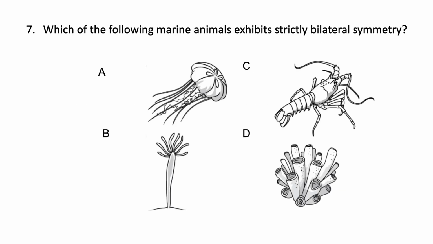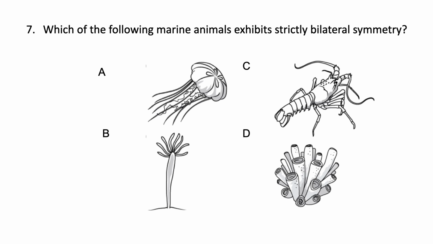All right, which of the following marine animals exhibits strictly bilateral symmetry? C would be the right response here. This decapod looks like a lobster. So this clearly has bilateral symmetry, right? A line down the midline would give something roughly as a reflection on the left that looks like a mirror image to that on the right.